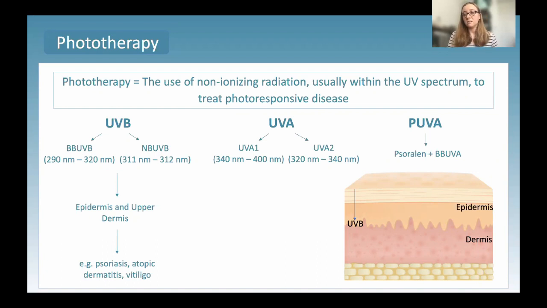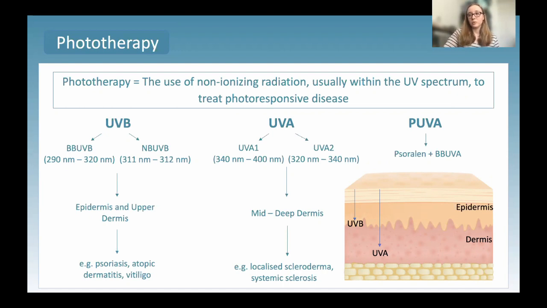UVA, on the other hand, is absorbed deeper into the dermis, and so UVA-based therapies are used to treat diseases both in the epidermis and in the mid to deep dermis, such as scleroderma and systemic sclerosis. The longer answer, of course, would say that there is much more to it than this.